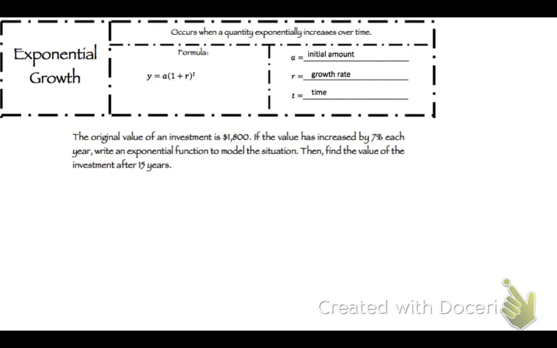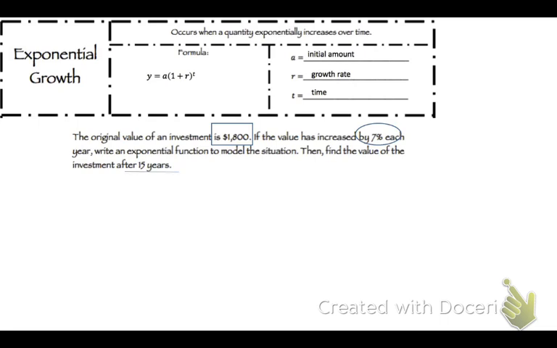So let's do one of these problems. It says the original value of an investment is 1,800. If the value has increased by 7% each year, write an exponential function to model the situation, then find the value of the investment after 15 years. So let's circle what we know. We know that the original value was 1,800. The value increased by 7% each year. And we need to find the value after 15 years.